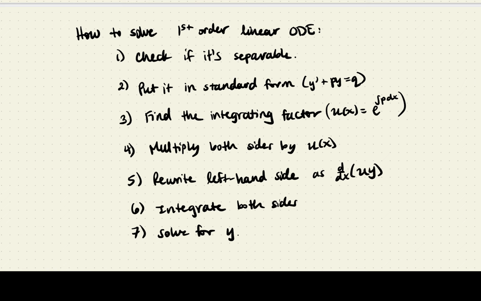If it's not separable, then put the ODE in standard form, y prime plus py equals q, where p and q are functions of x. I just left that little part out to save space. Then you would find your integrating factor, so that's e to the integral of p dx. Multiply both sides by that integrating factor, rewrite the left-hand side so that it looks like this, integrate both sides, and then last but not least, solve for y. I'll do an example in a video later on, but that is where integrating factors come from, and that's how we know what form they should take.